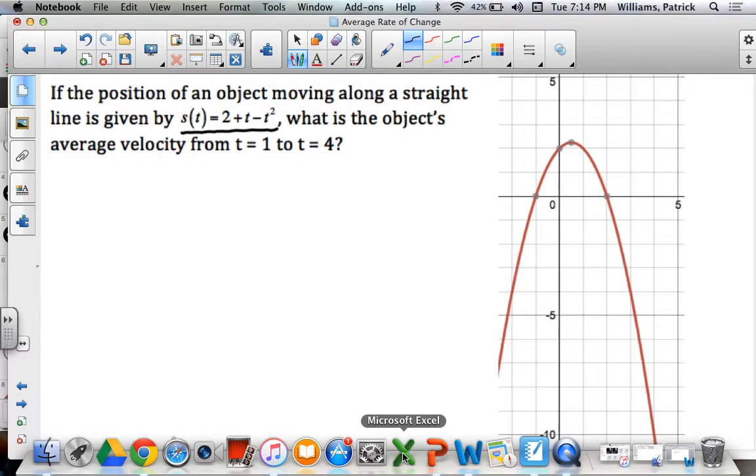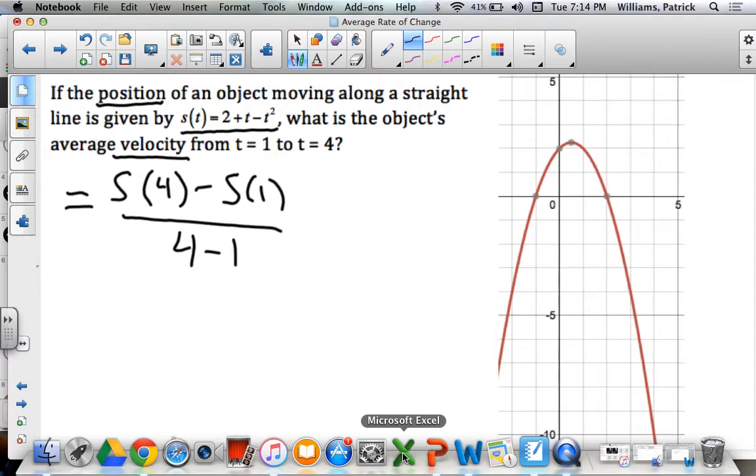All right, so if you've tried this, hopefully you've noticed the little trick in this, which is why I said this is going a little bit more conceptual. We're talking about position and velocity. And what we've learned so far is that velocity is the rate of change of position. So if we're asking for what is the average velocity, we're really asking for what is the average rate of change of position, all right? So that is simply going to be S of 4 minus S of 1 over 4 minus 1. Again, t equals 1, that's going to be our value for a. t equals 4 is going to be our value for b.